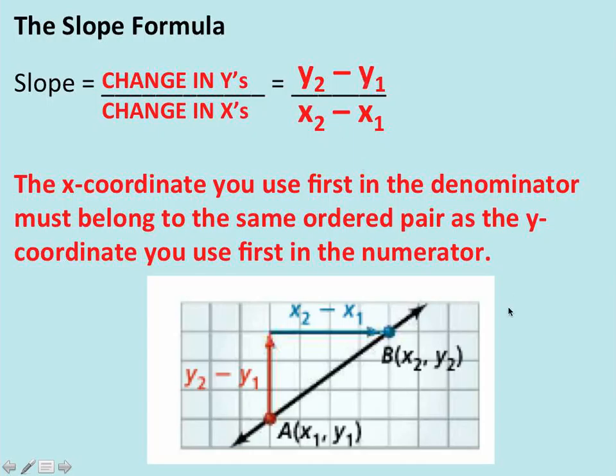Okay? So it's just trying to keep the point together. So notice this is one point, in this case it's point B, and this is one point, it's point A. You just can't use this x number on the bottom first and then that y number on the top first. You just can't do that. So you can't mix it.